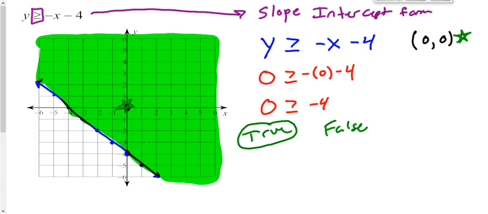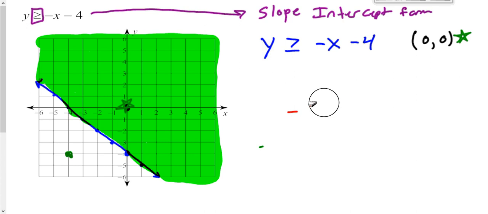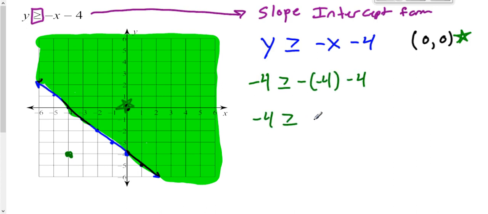If we had picked a point and it did not work, say this point right here, -4, -4, okay, so I have -4 is greater than or equal to -4 minus 4. I get -4 is greater than or equal to, that becomes a positive, that becomes 0. Once again, true or false? Well, -4 is not, so we have false here, meaning this point does not work. We do not shade it, so we shade the other side.